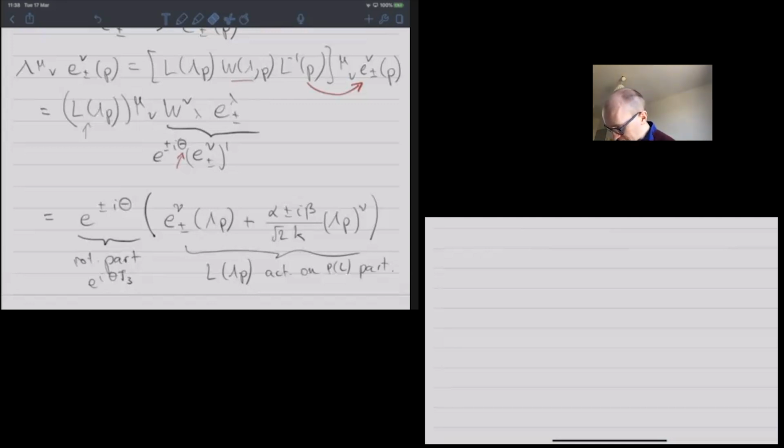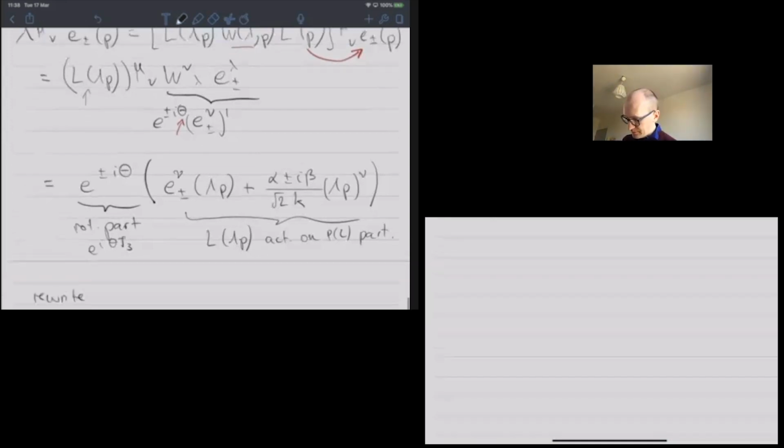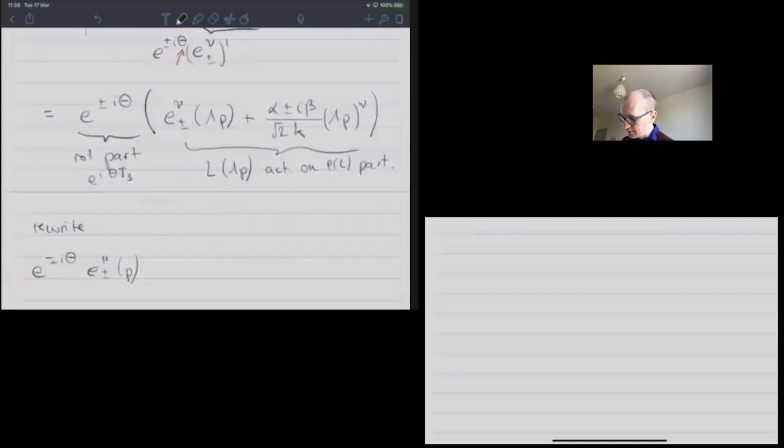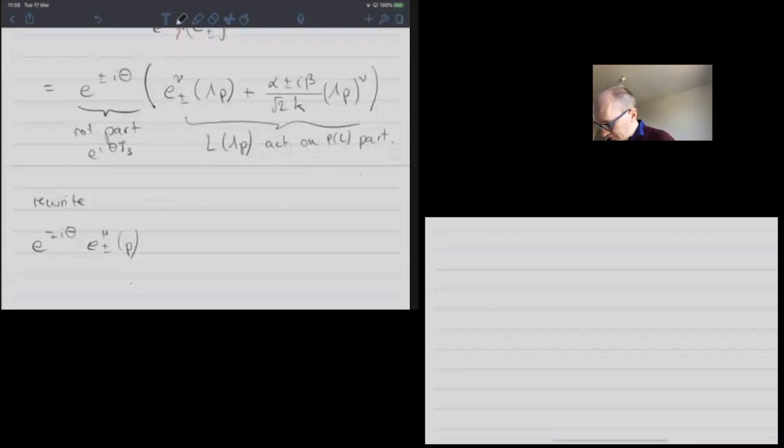So we can rewrite it as e to the minus plus i theta times e plus or minus mu of p. Right, so I'm just going to multiply to the other side. And this gives us lambda inverse mu nu, first acting on e nu plus or minus of lambda p, plus alpha plus or minus i beta divided by root 2k acting on p mu.